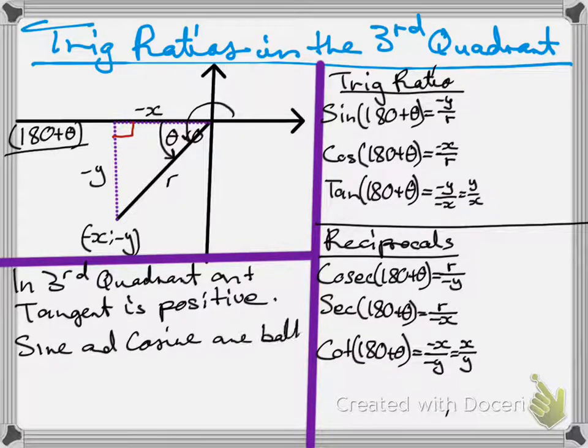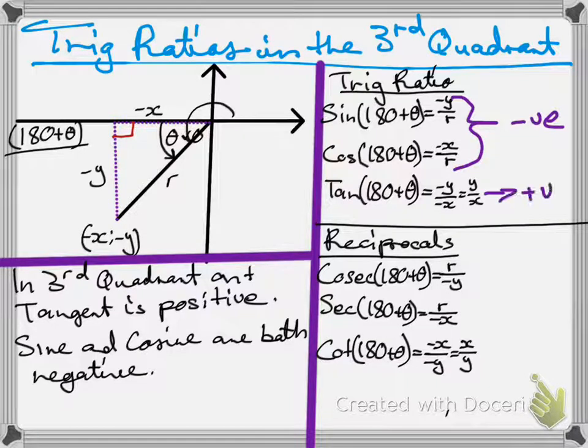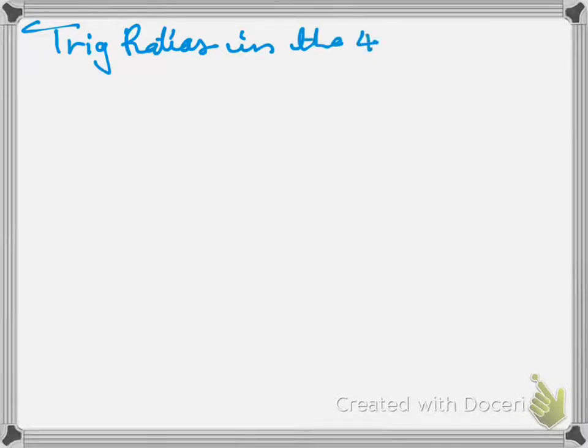You can see that the third quadrant is the straight line 180 plus any angle that comes after that. That's why we say 180 plus theta. Moving on. Now in the fourth quadrant. So trig ratios in the fourth quadrant.